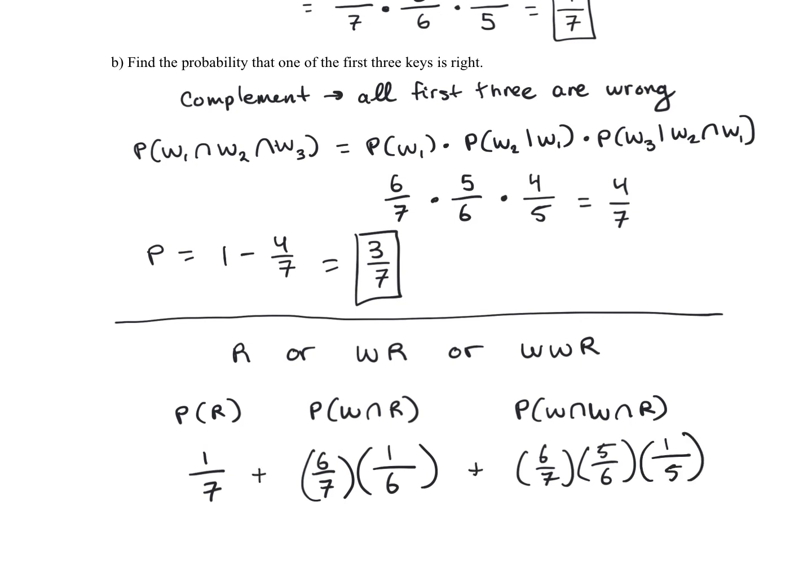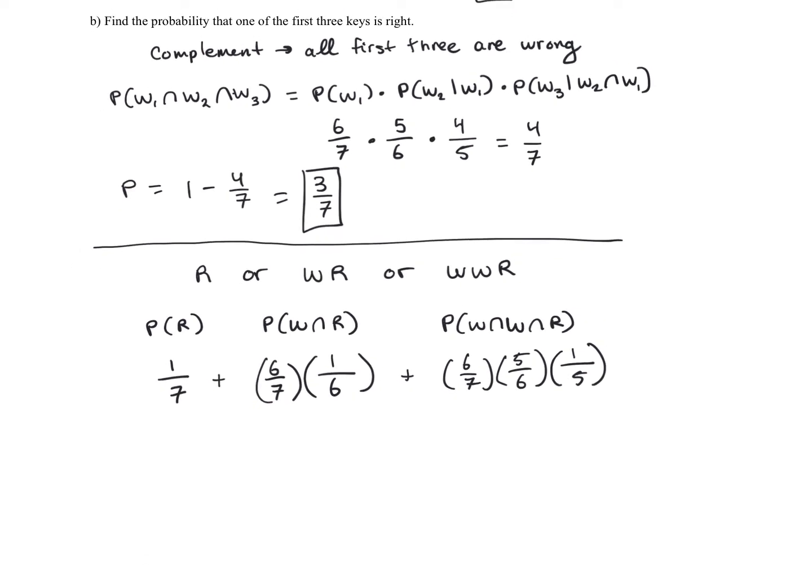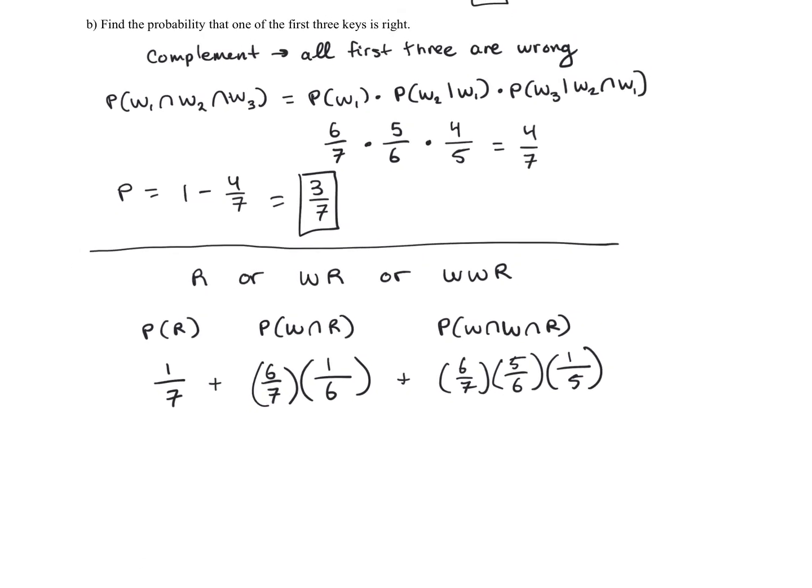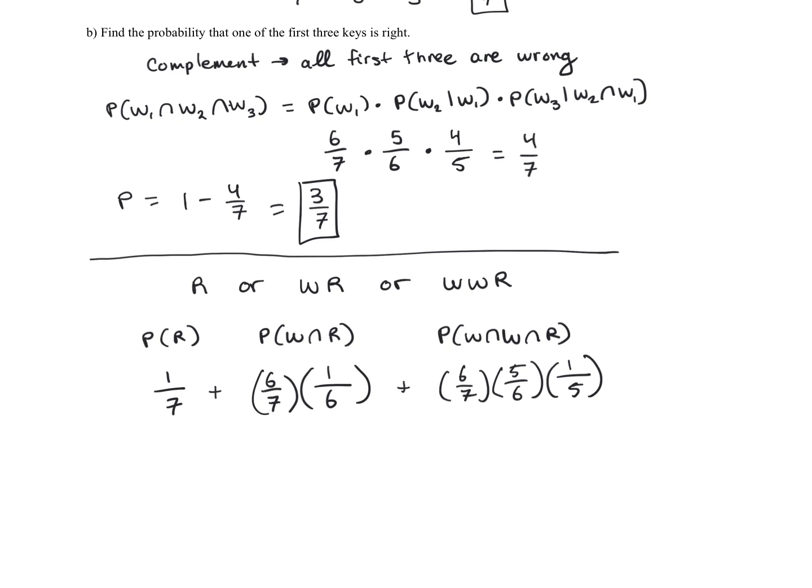And so these are the 3 individual probabilities. So we're going to add them up. So it's 1/7 here. And then if you simplify this, it's 1/7 again. And then if you simplify this, it's 1/7 again. And if you add those up, you get 3 out of 7.